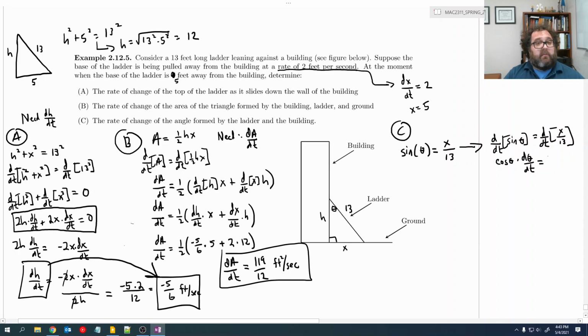Now, okay, bear with me here. I usually don't like to combine two steps into one. I was tempted to, but I won't. I'm going to factor out the 1 over 13, then multiply by the derivative with respect to t of x. So that gives me cosine theta times d theta dt equals 1 over 13 times the derivative of x with respect to t.